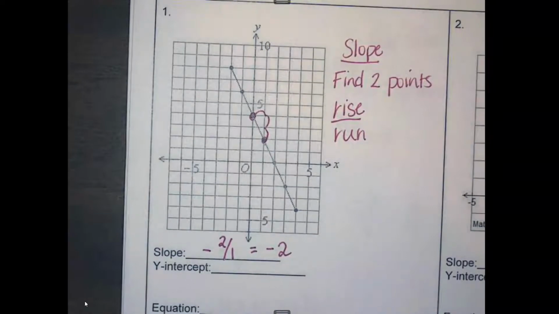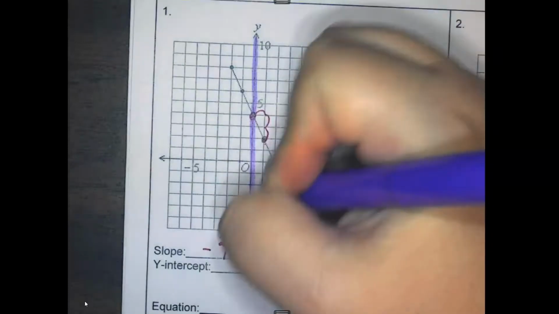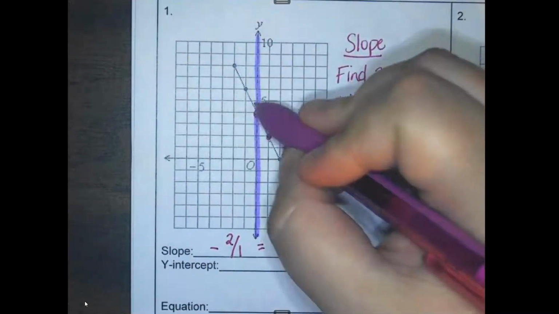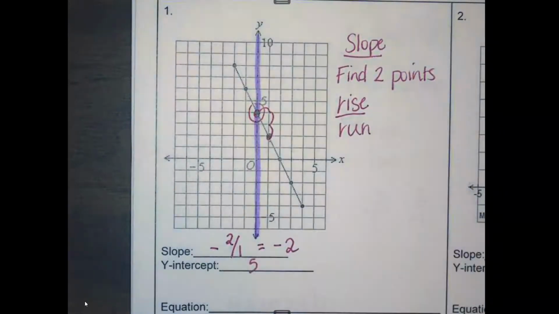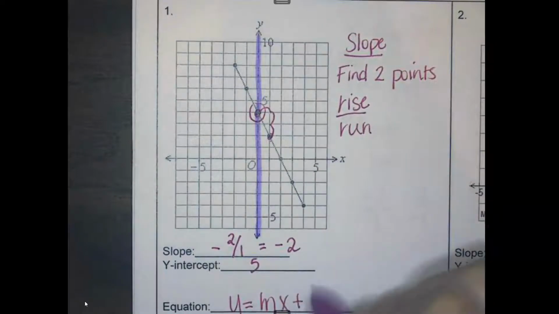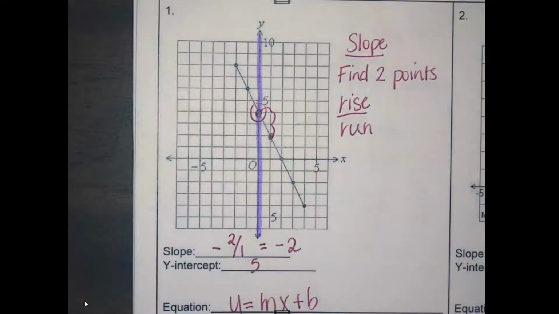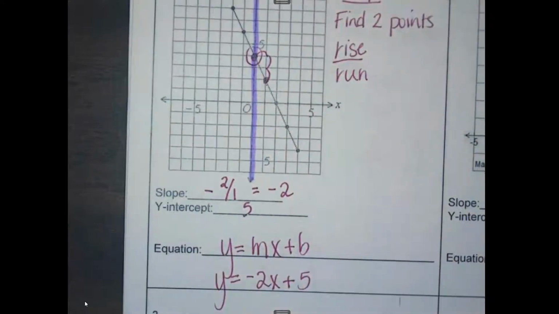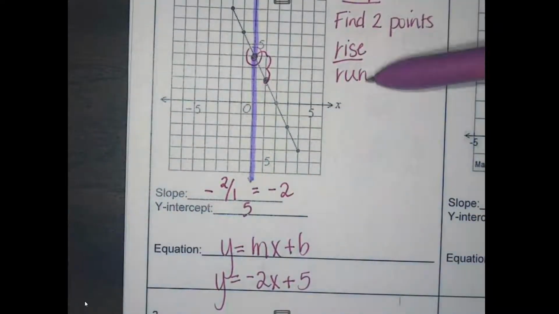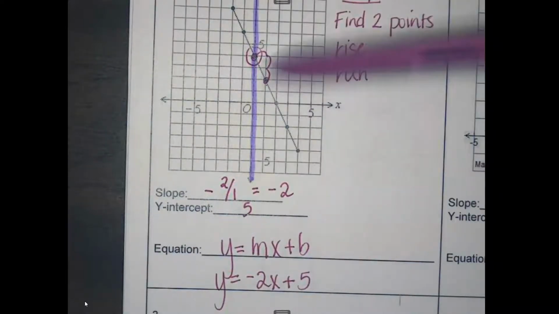My y-intercept is where it crosses the y-axis. So darken or highlight that y-axis and see where it crossed. It crossed at the 5. So my equation, y equals mx plus b. My m is my slope, so I'm going to replace that with -2x plus my b, which is 5. So I find my slope by finding 2 points, and finding the rise over the run. To find my y-intercept, I highlight my y-axis and circle my y.